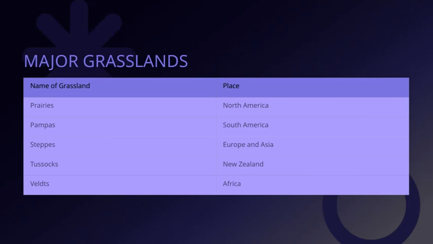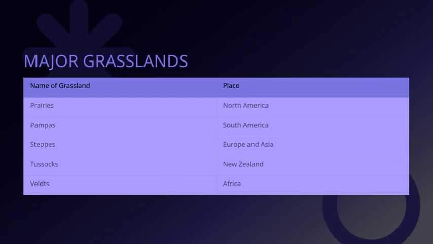Now, let's take a closer look at some of the major grasslands around the world, starting with the prairies, which are primarily found in North America. These vast, open spaces are known for their rich soils and diverse ecosystems. Moving southward, we have the Pampas in South America, famous for their fertile plains that support extensive agriculture and cattle grazing. In Europe and Asia, you'll find the steppes. These are expansive, semi-arid regions that stretch across many countries, playing a crucial role in their local climates and cultures.